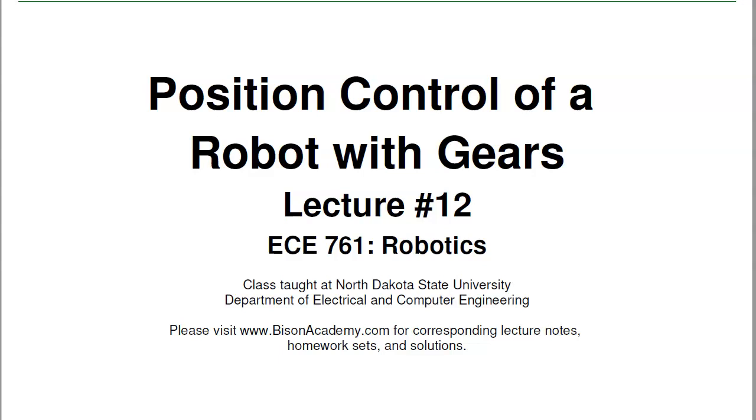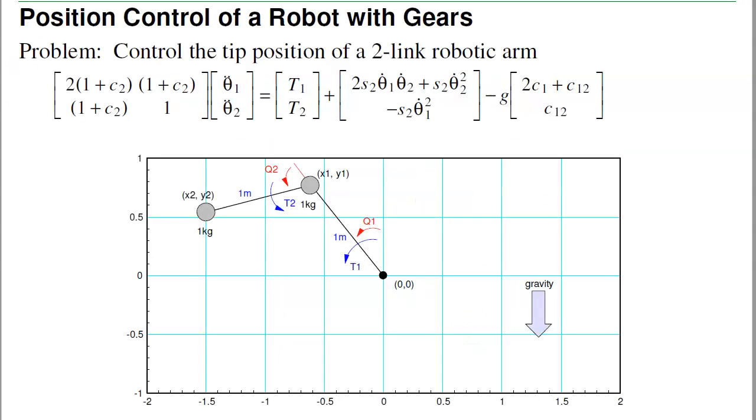Welcome to ECE 761, lecture number 12, Position Control of a Robot with Gears. Now the problem we're going to look at is the same one we had last time.